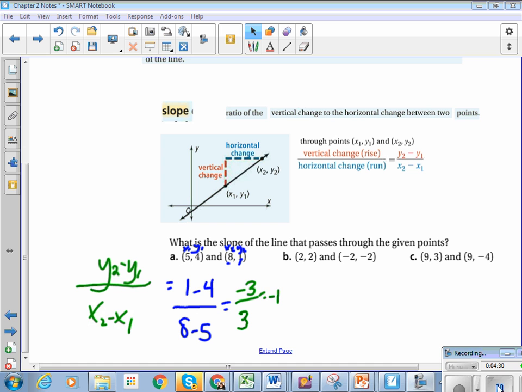And what's -7 over 0? It's undefined. What do you write it as? The slope of -7 over 0 is technically an undefined slope. So if they're asking for slope, you would write undefined. If they're asking for the equation of the line, you'd write x equals -7.